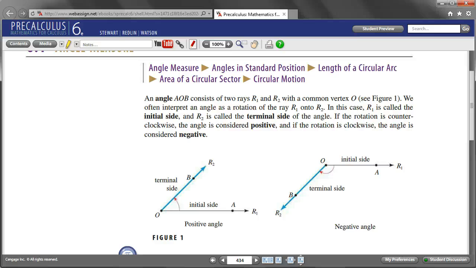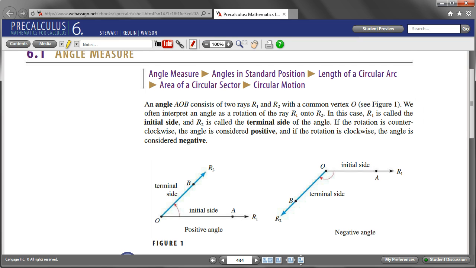Now the first picture of figure 1 shows counterclockwise rotation, which we call positive angle, and the second picture shows clockwise rotation, and that's going to be the negative direction. It's kind of like moving right versus moving left in a number line. In the real number line, moving right is positive and moving left is negative, isn't it? Likewise, in rotation, counterclockwise rotation is positive, clockwise rotation is negative.